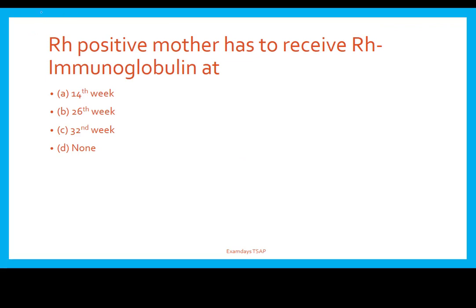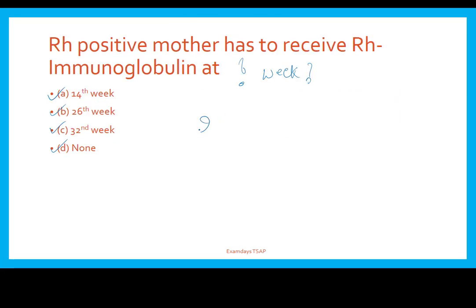Moving on to the next question. Rh positive. An Rh negative mother has to receive Rh immunoglobulin. In which week does the Rh negative mother have to receive it? Is it going to be received at which of the following weeks? A, 14th week, B, 26th week, C, 32nd week, and D, none.